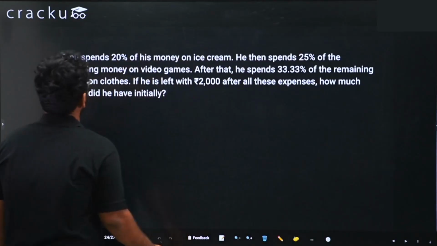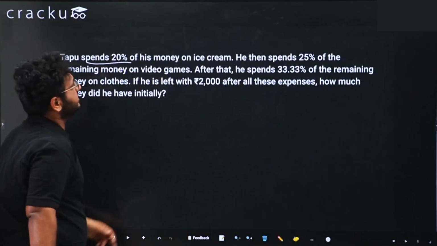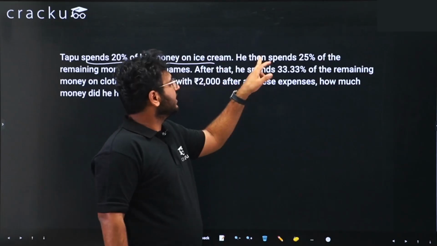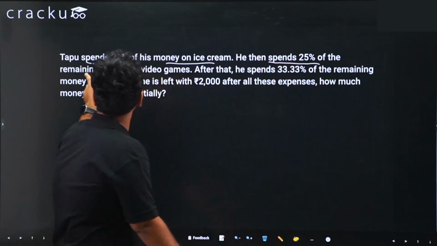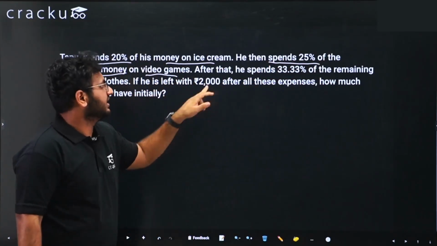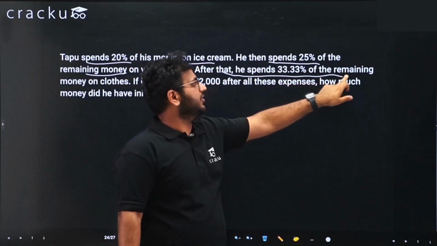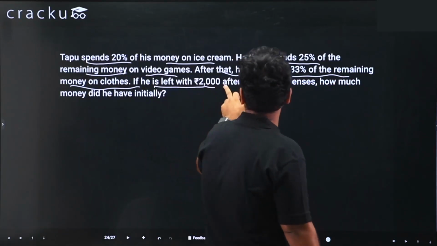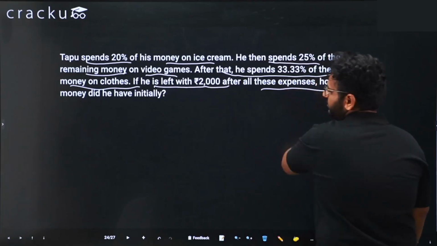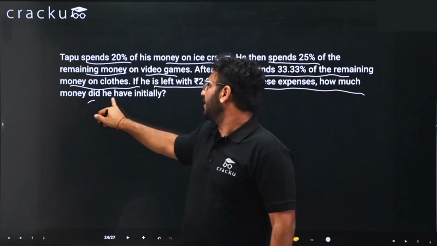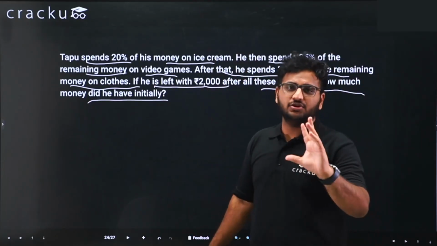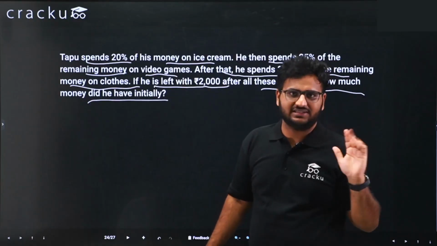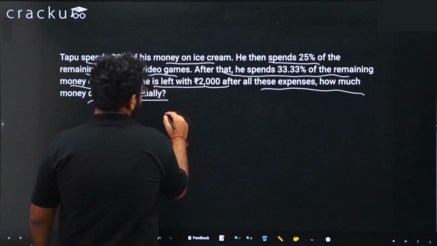So the question is, Tappu spends 20% of his money on ice cream. He then spends 25% of the remaining money on video games. After that, he spends 33.33% of the remaining money on clothes. If he is left with 2000 after all this expense, how much money did he have initially? So let us assume that Tappu had 100x money.